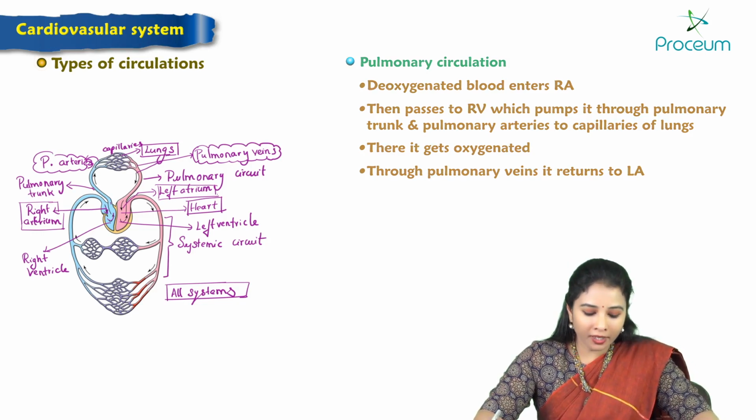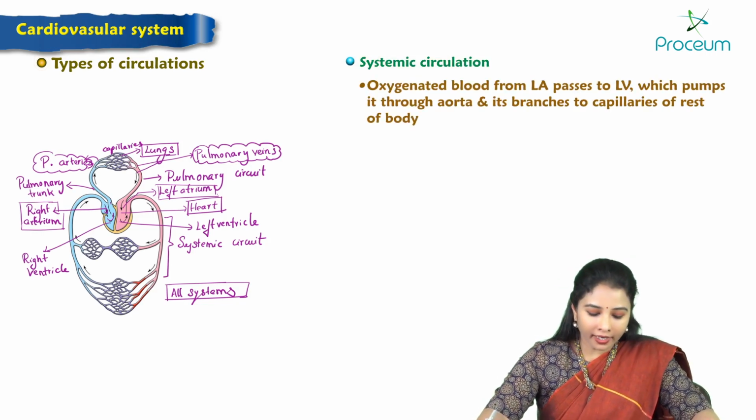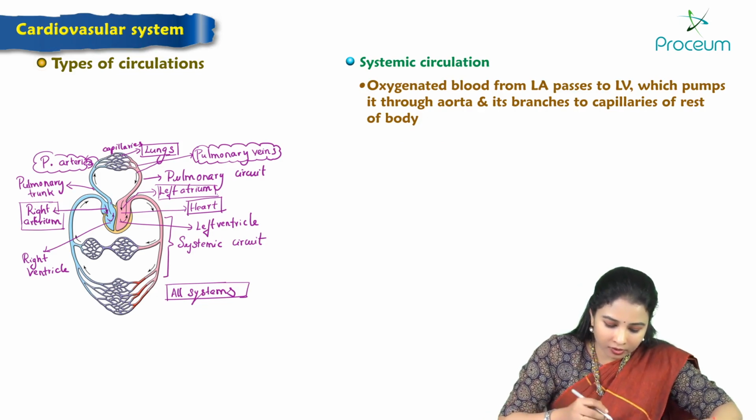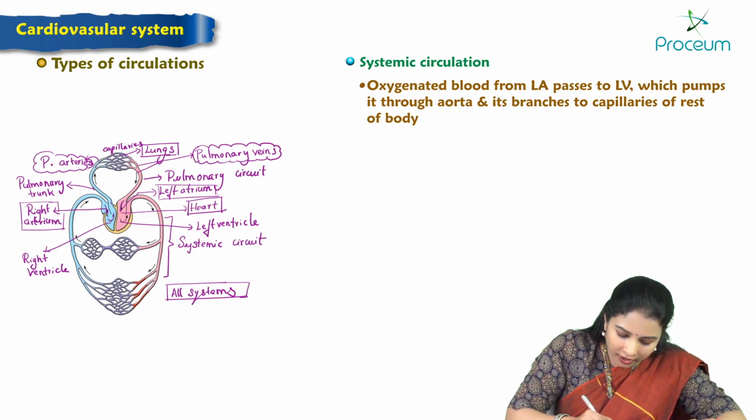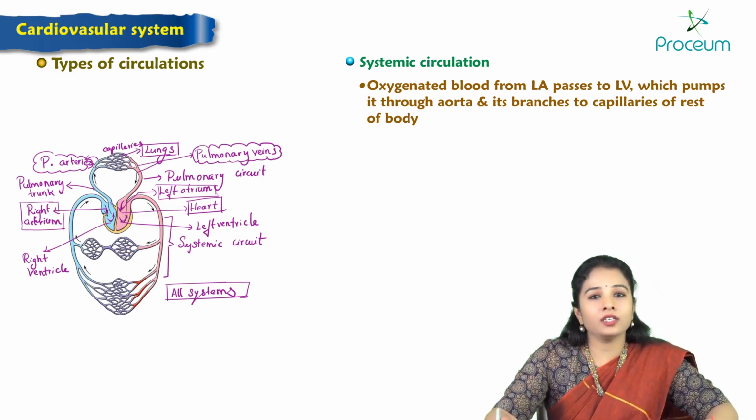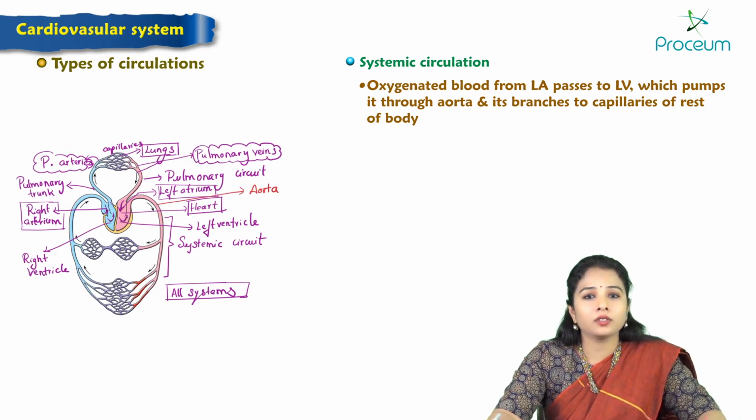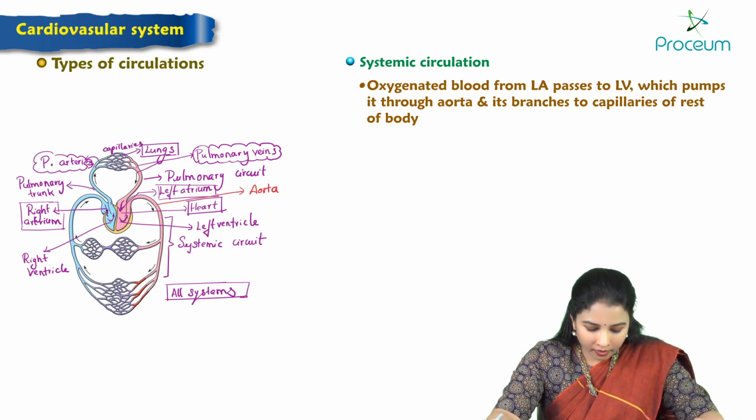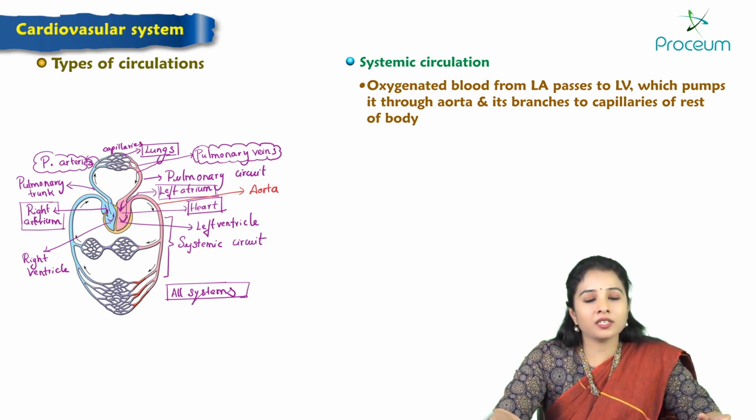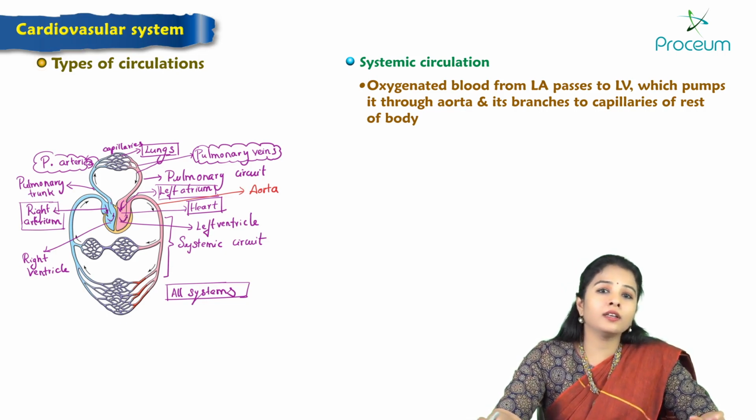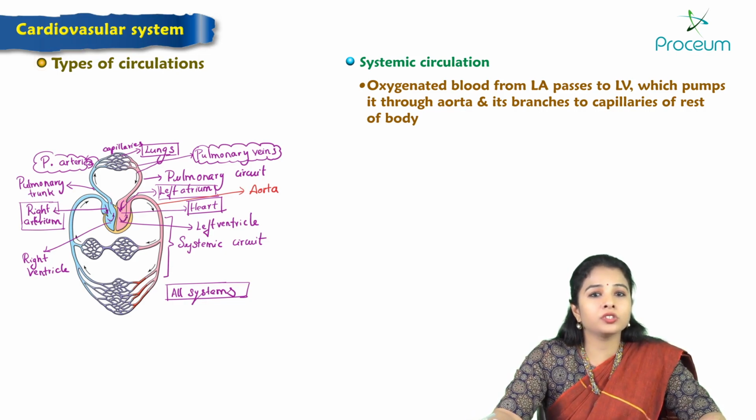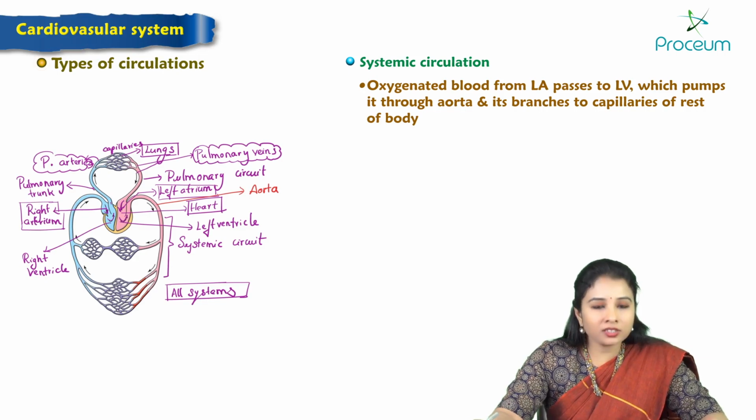So from the left atrium, the oxygenated blood enters into the left ventricle. So we can see here the direction. It enters into the left ventricle. From the left ventricle, we see the origin of aorta. So the aorta will divide to form medium-sized arteries, and finally they reach different tissues in the body, completing systemic circulation. So the systemic circulation begins from the left ventricle.